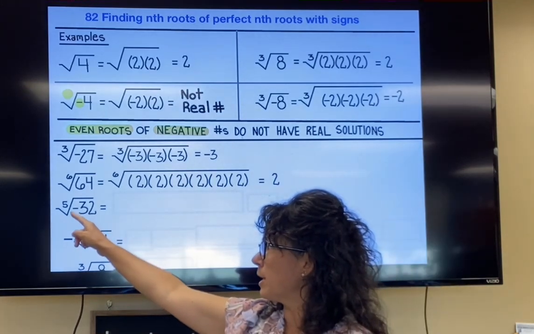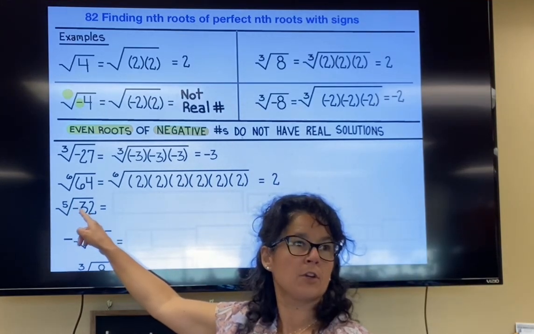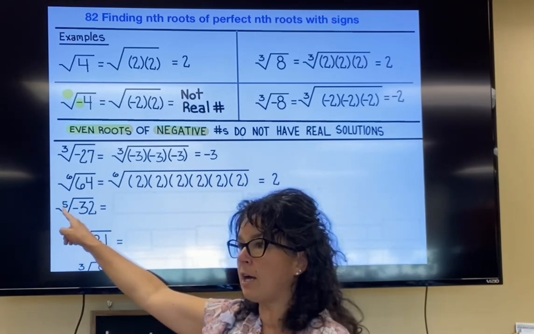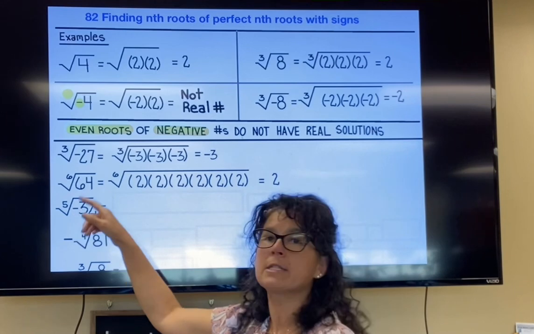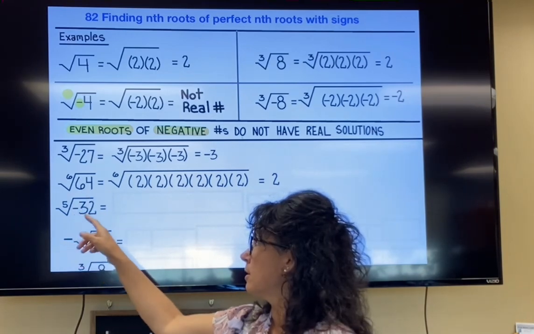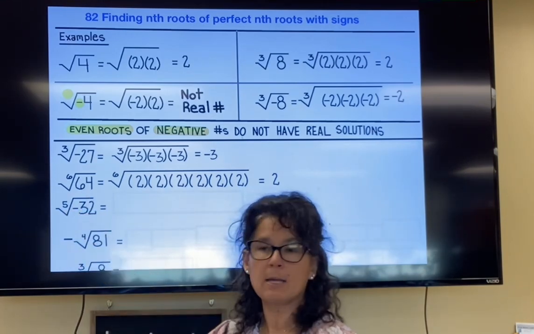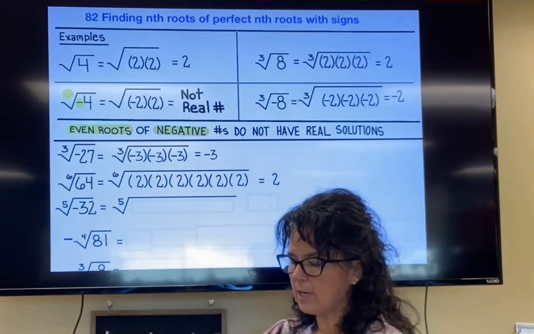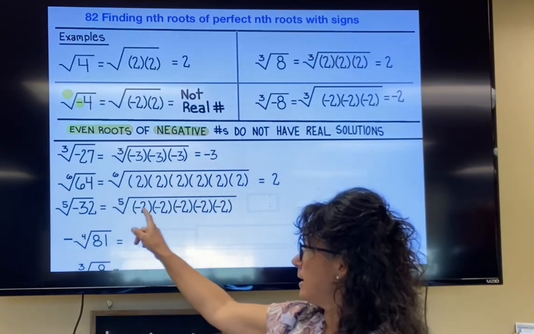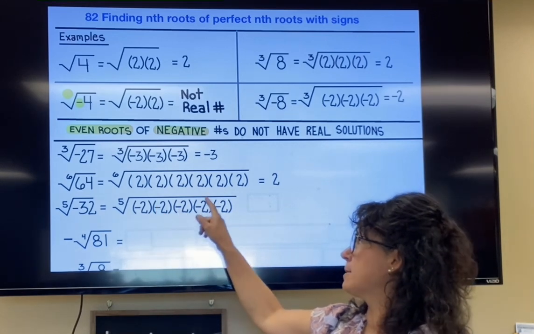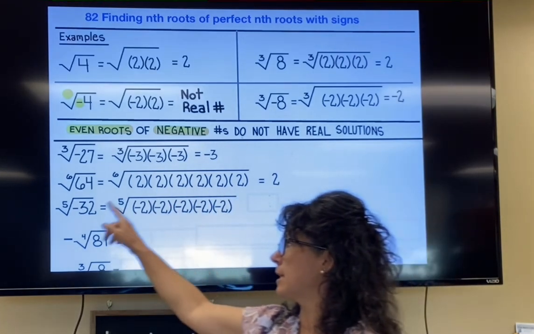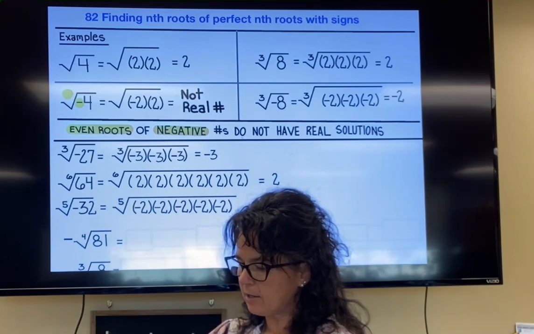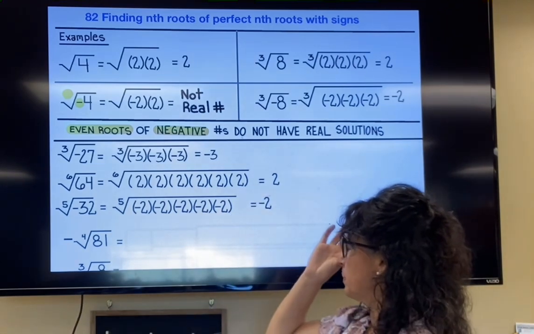All right, now this one here, the 5th root of -32, I am going to have an answer because the root is odd, and I'm just thinking what number times itself 5 separate times is going to get me back to -32, and it turns out that -2 times -2 times -2 times -2 times -2 is -32, so it's 5 of a kind there, so the answer is -2.